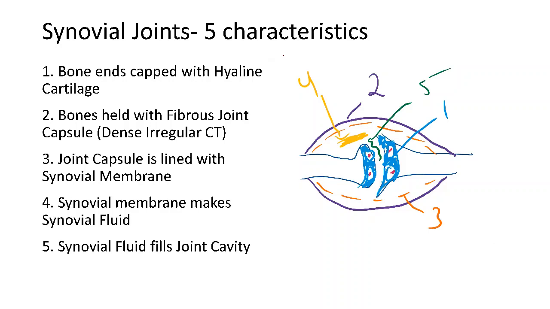There's actual space here. The bones are held together with the fibrous joint capsule. Now, ligaments would be outside this. Ligaments are extra. Not every synovial joint has ligaments, but we all have a joint capsule, which is dense, irregular connective tissue. And that's going to be lined with the synovial membrane facing inside, which I have as my number 3, which I drew with the dotted orange lines. The synovial membrane lines this capsule to make the synovial fluid, which I've made yellow, and it fills the joint cavity.